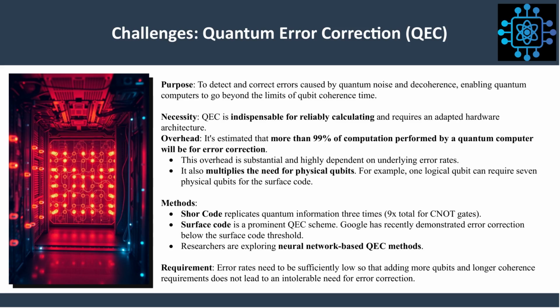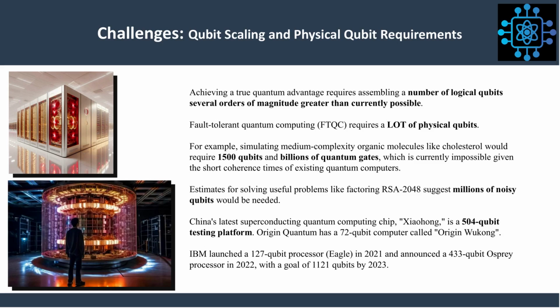Quantum error correction, QEC, is crucial for overcoming quantum noise and decoherence, allowing quantum computers to surpass qubit coherence limits. Quantum error correction demands significant computational overhead, with over 99% of operations dedicated to error correction. Techniques like shor code and surface code are vital, but require low error rates to prevent excessive qubit demands. Achieving quantum advantage demands scaling logical qubits far beyond current capabilities.